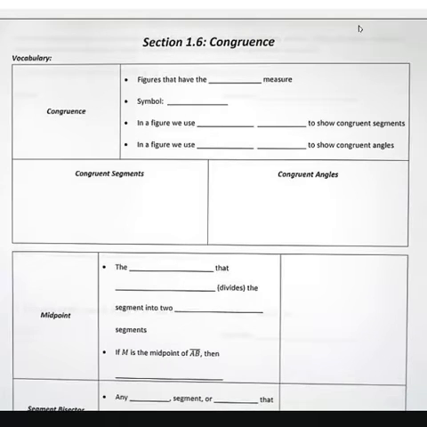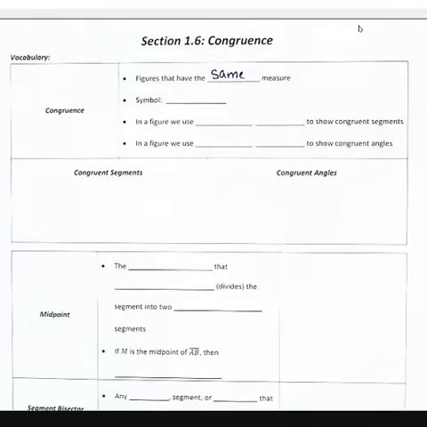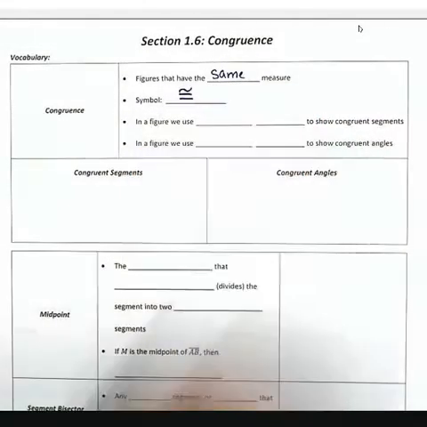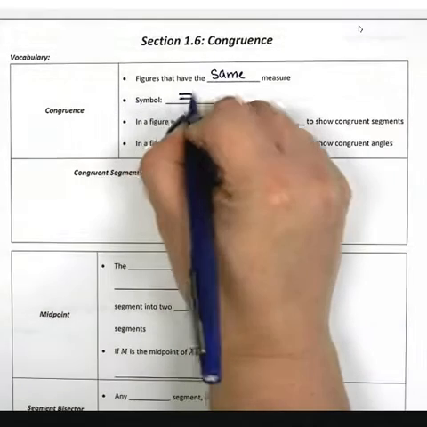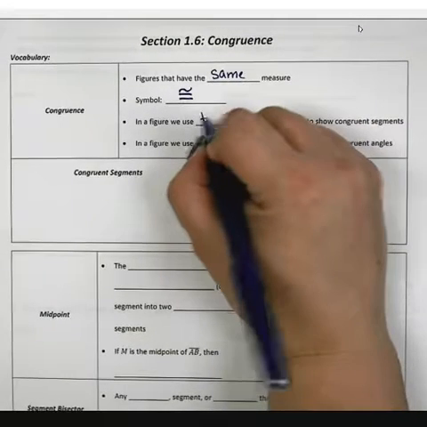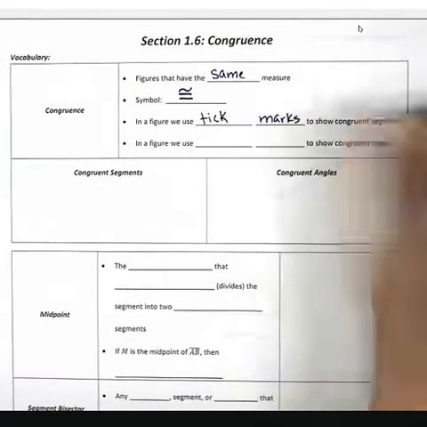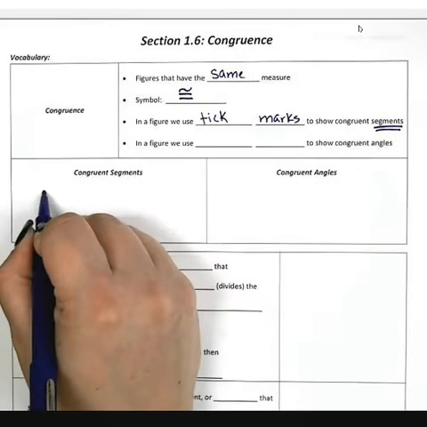All right, hey guys, section 1.6 is all about congruence. So, figures that have the same measure are called congruent. The symbol for congruence is an equal sign with a little squiggly above it. All right, in a figure, we use tick marks to show congruent segments. So I'm going to jump down here and actually show you what that looks like.